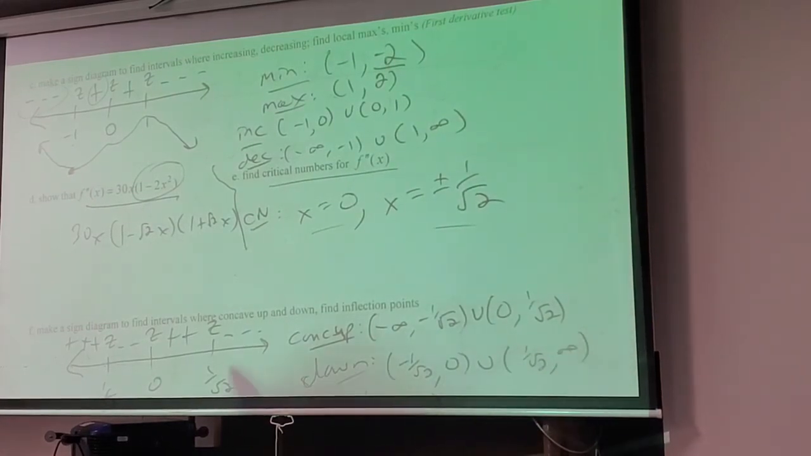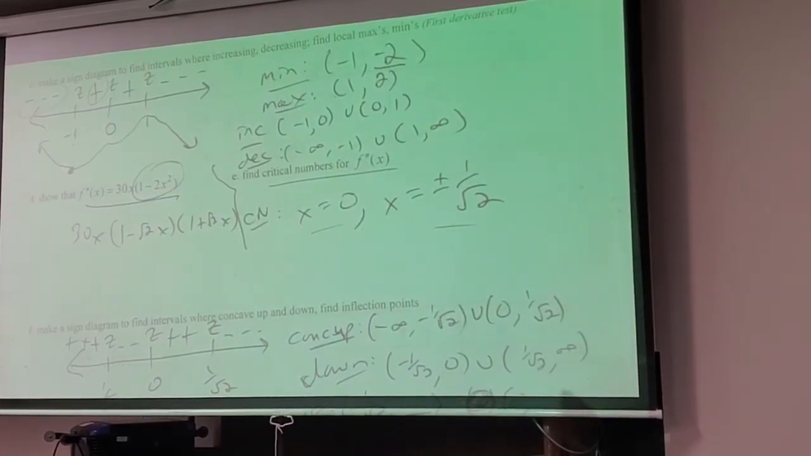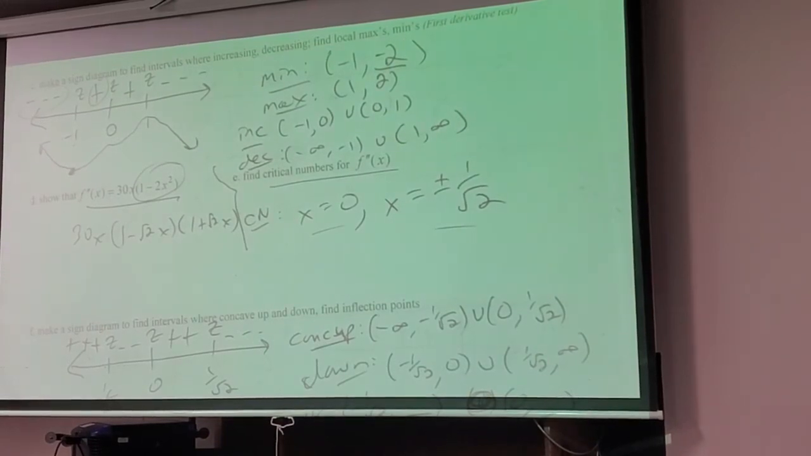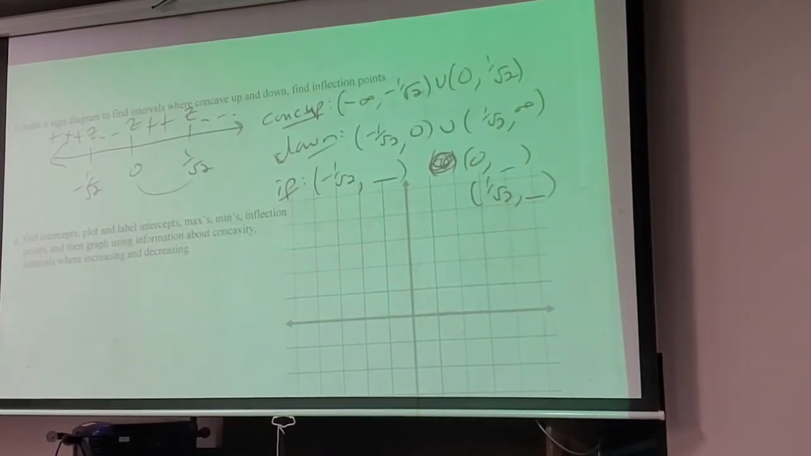And then the other one will be at 1 over square root of 2. Don't forget 0. Jeff, make it a point, dude. 0, something. And then 1 over square root of 2, something. Oh boy. So we got 3 inflection points.